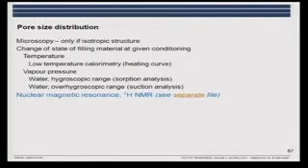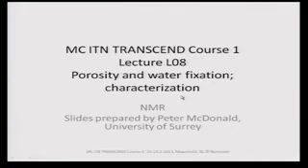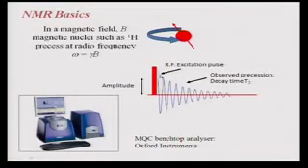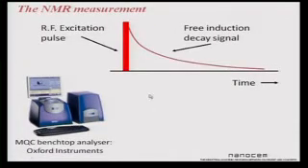And then I have a separate file on the NMR, which was kindly prepared by Peter McDonald. And the basis is that if you impose a magnetic field on a proton, it will spin, and you will have a relaxation of the spin. And here you can see that you excite it, and you then get a decay in the spin. And this is the same curve, it's just drawn up that you have the relaxation here.